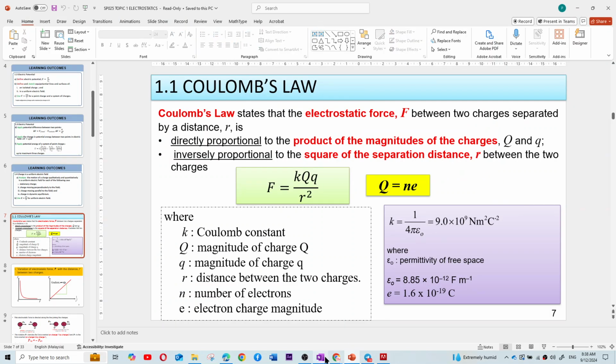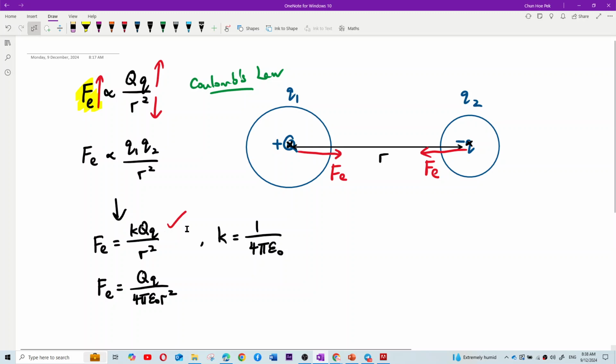And just now, what is the value of k? What is the name of k actually? And what is the value of epsilon naught? These two values, k and epsilon naught, you can find in the list of constants.